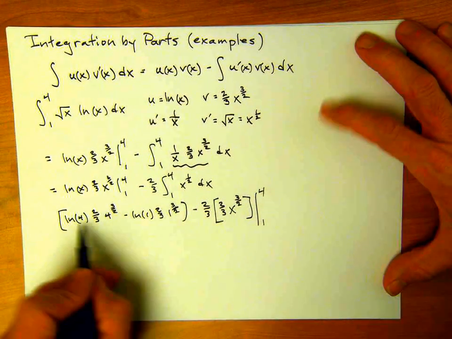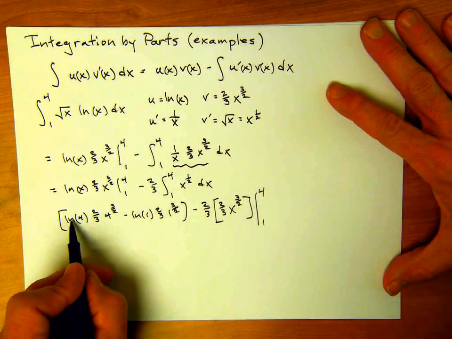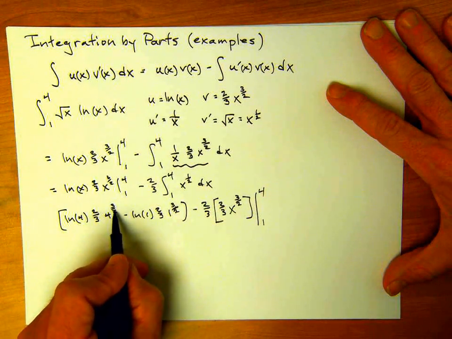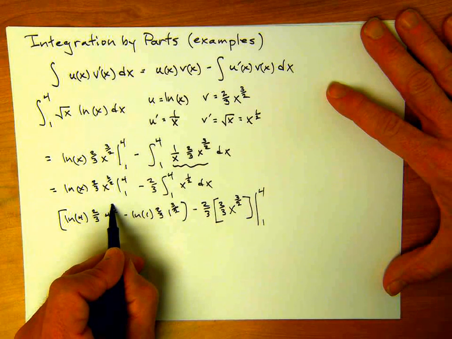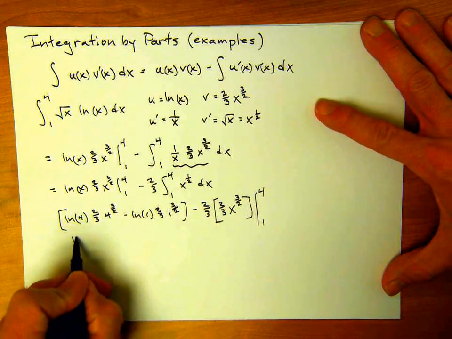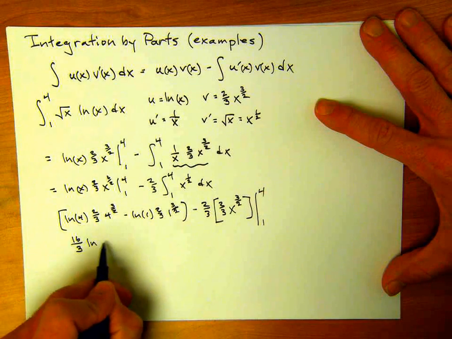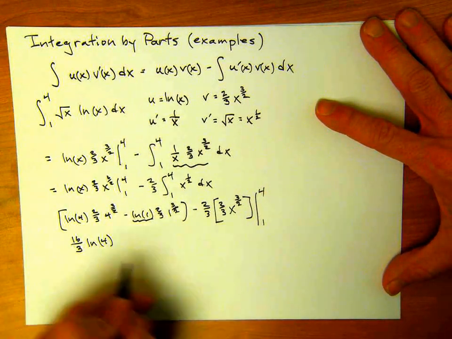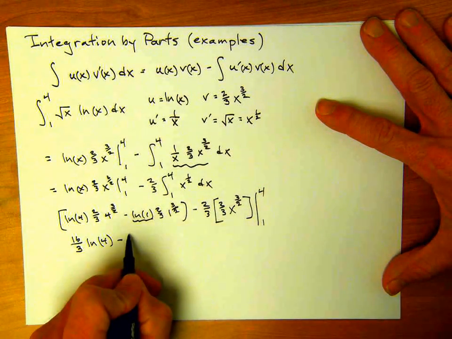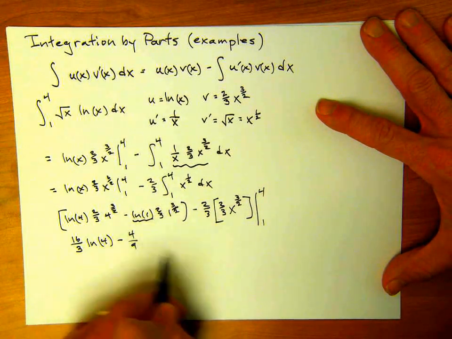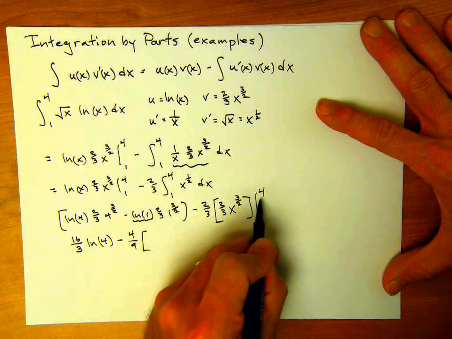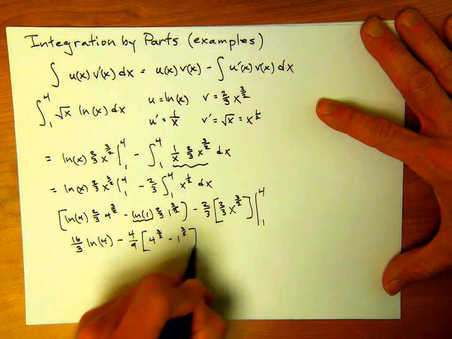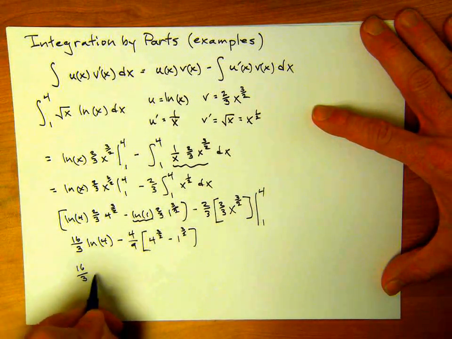Now here, I'm going to move this around so the number ends up out front. 4 to the 3/2, well, first we can take the square root of 4, that's 2, raised to the 3rd power is 8, times 2/3, that's 16/3, times the natural log of 4. Natural log of 1 is 0, so we're done with this. Now, minus, and I'm going to have 4/9, and then 4 to the 3/2 minus 1 to the 3/2, then 16/3 natural log of 4.